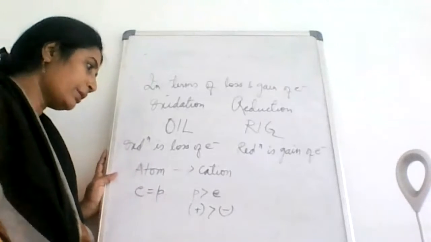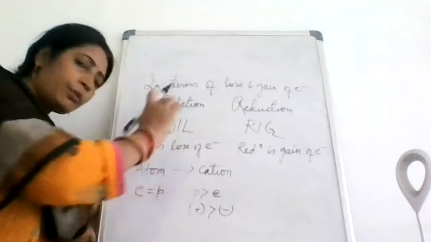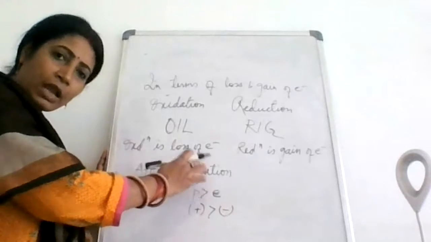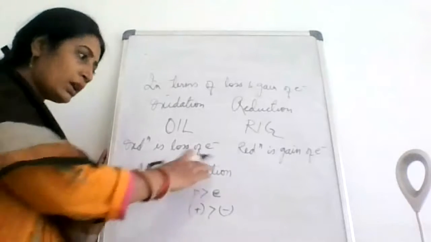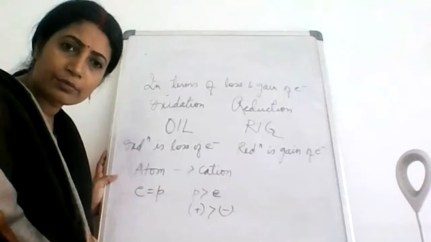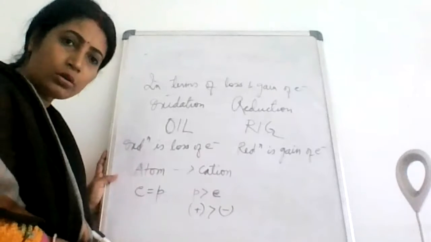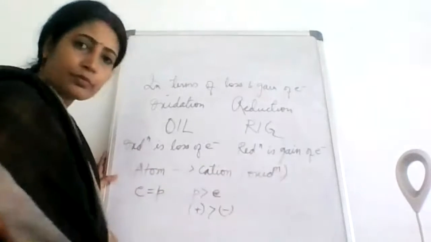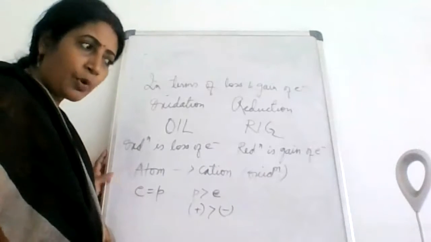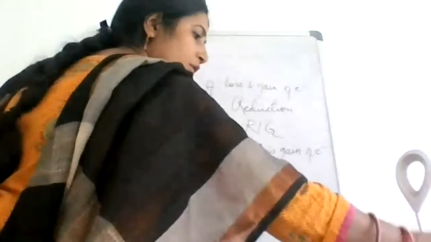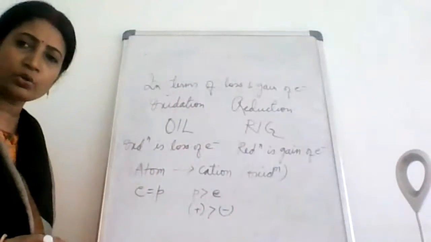So whenever an atom is forming a cation, how is a cation formed? By losing electrons. So which process is taking place? Oxidation. Is the point clear to all?